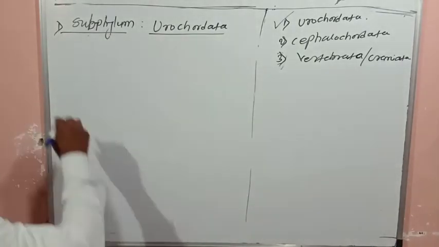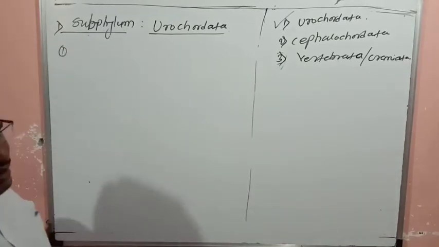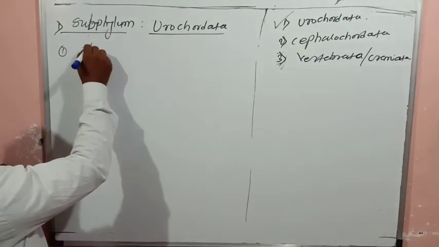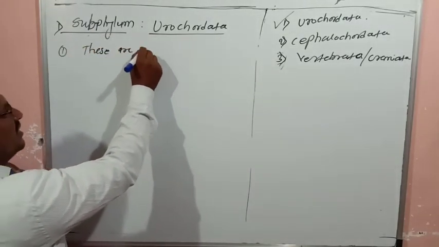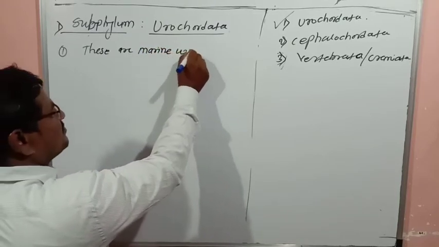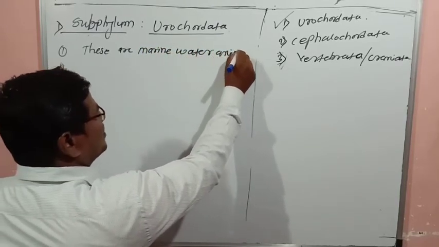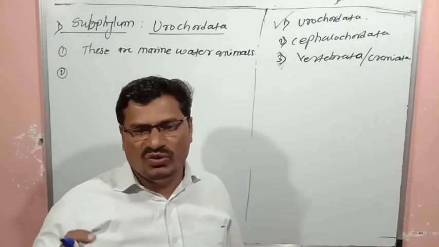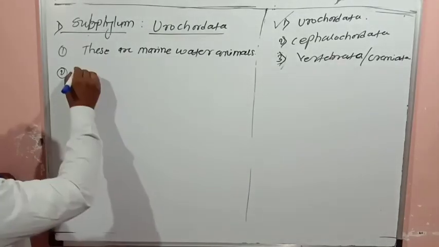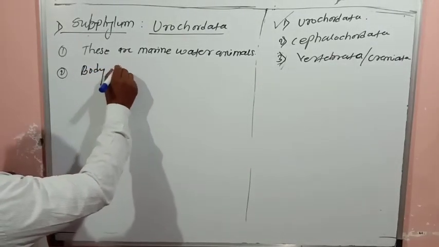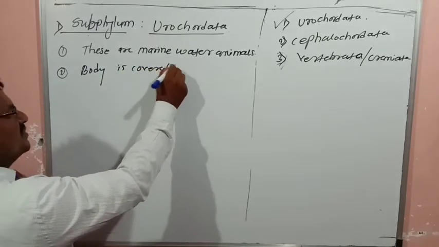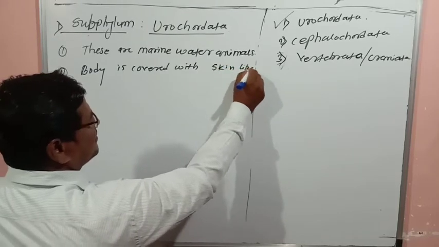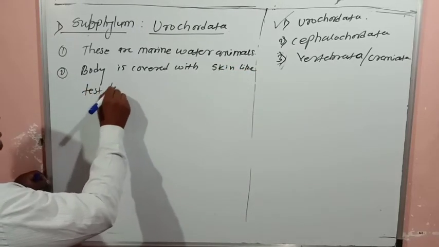So now the characteristics in detail. First one: these are marine water animals. Second characteristic: body is covered with a skin-like test or tunic.